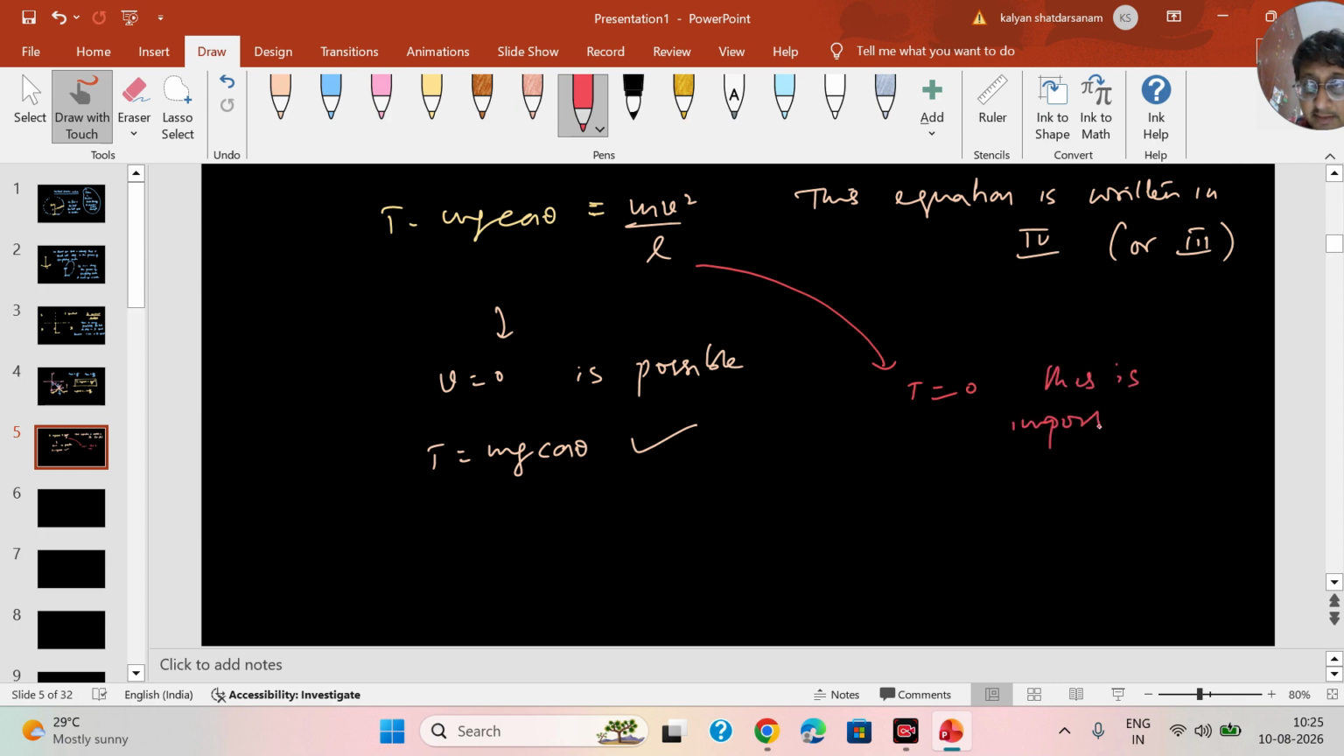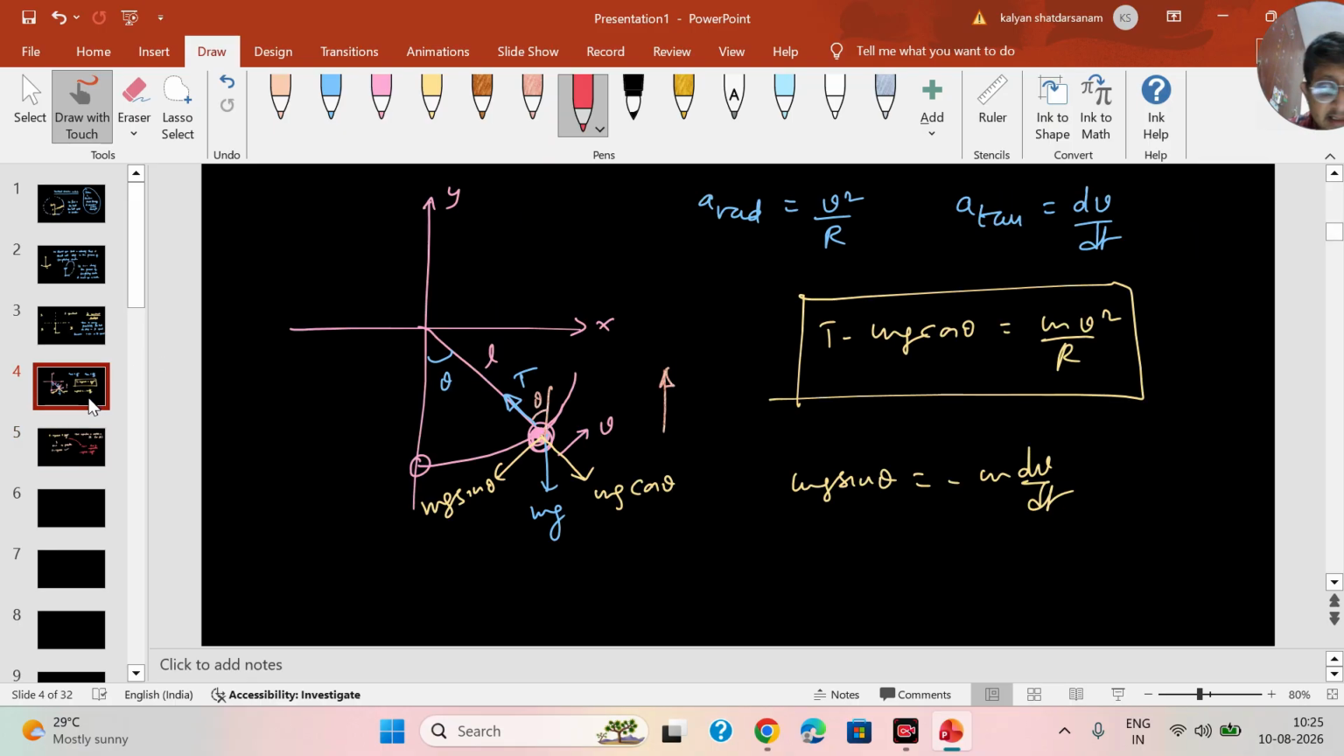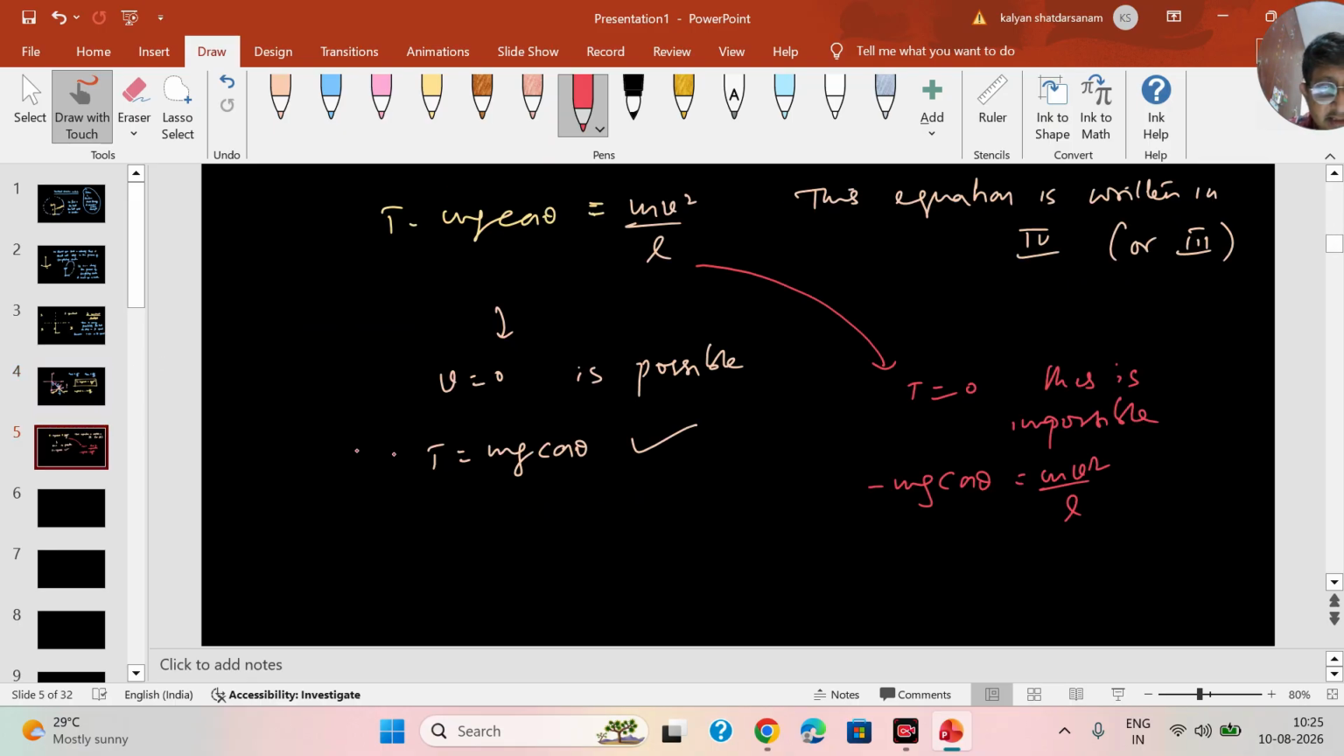Why? Let us see. If T is 0, you get minus mg cos theta is mv square by L. Here theta is an acute angle we have taken, so cos theta is positive. So this term is positive. Mg is positive, and you are getting v square as negative. That's an impossibility. So T equal to 0 gives v square negative. Impossible. Square cannot be negative. That means T cannot be 0 in this quadrant.